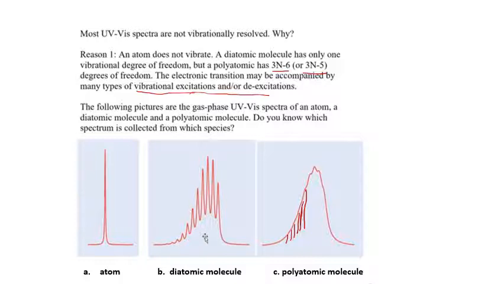So the basic difference is that atomic absorption spectra are very sharp in nature because an atom does not vibrate. So you only get electronic energy levels, electronic transitions. But for a diatomic molecule, along with the electronic energy level, you have this vibrational degree of freedom. In a polyatomic molecule there are several such vibrational degrees of freedom as well as rotational degrees of freedom. Such excitation gives rise to a very broad spectrum when you record it.